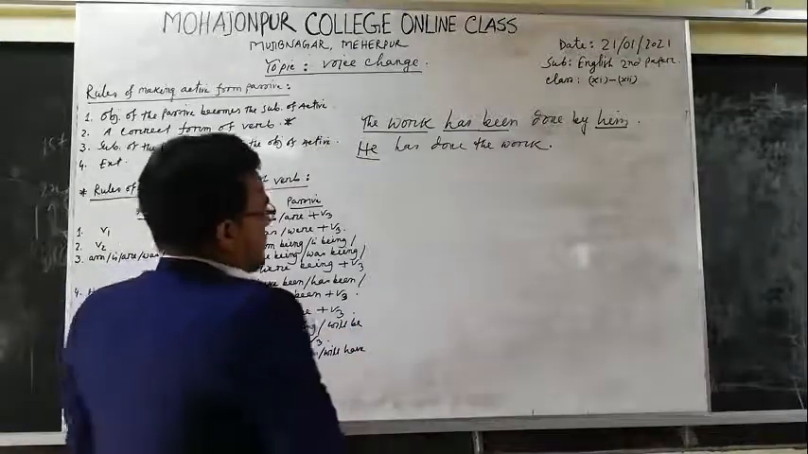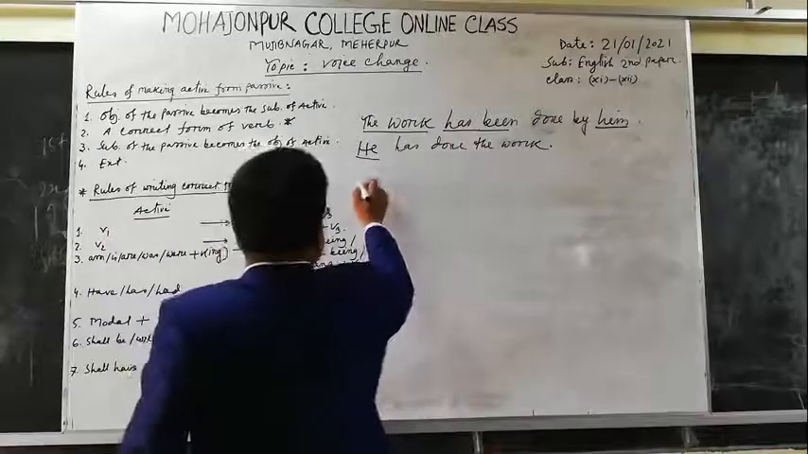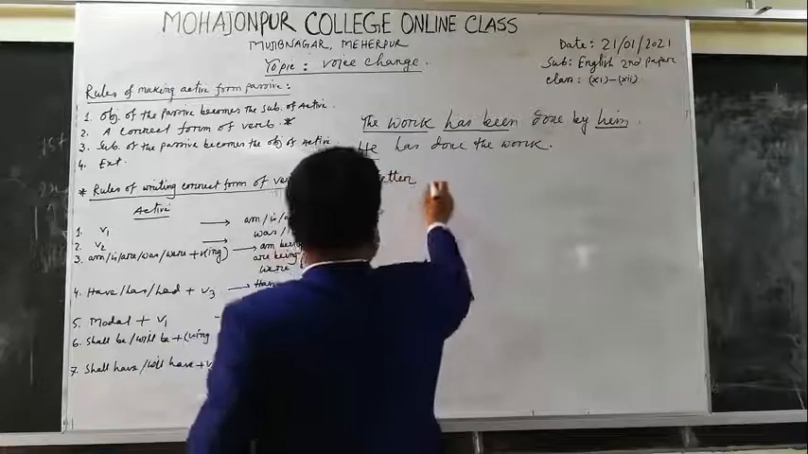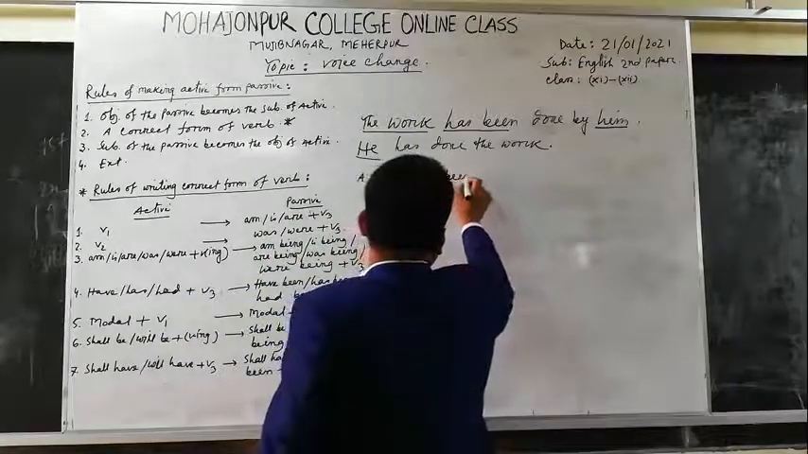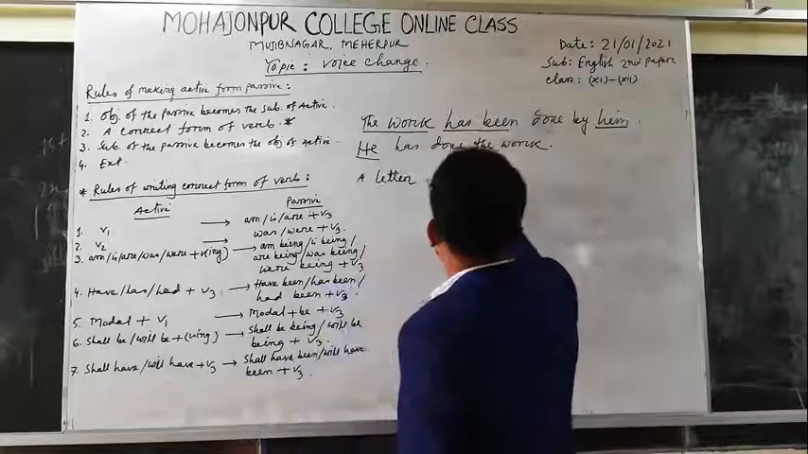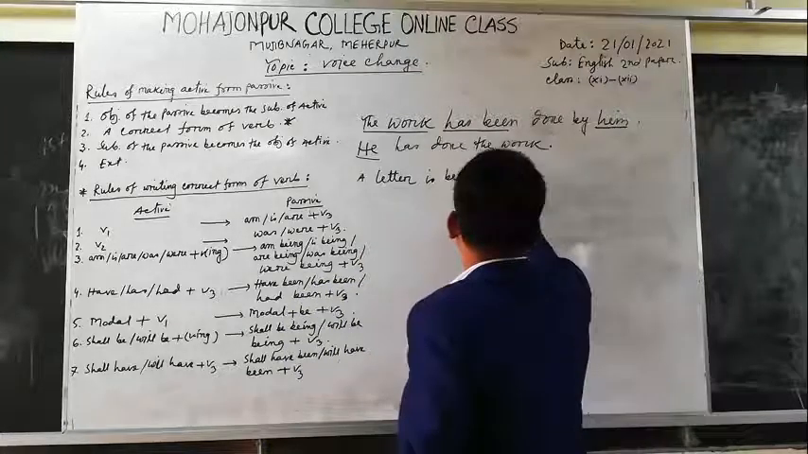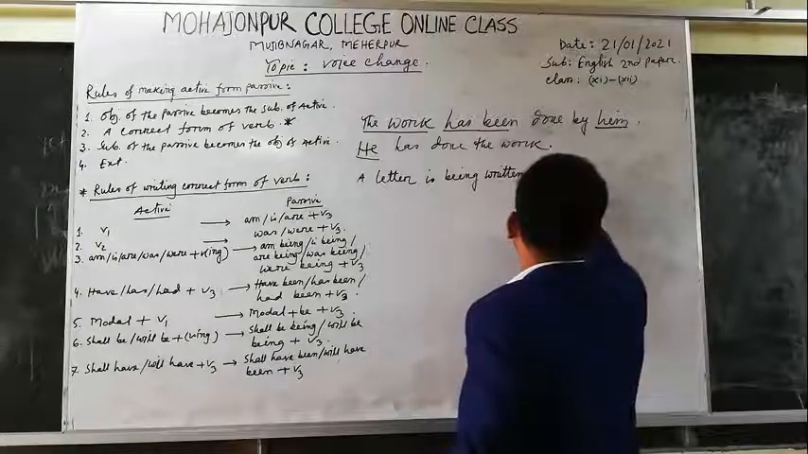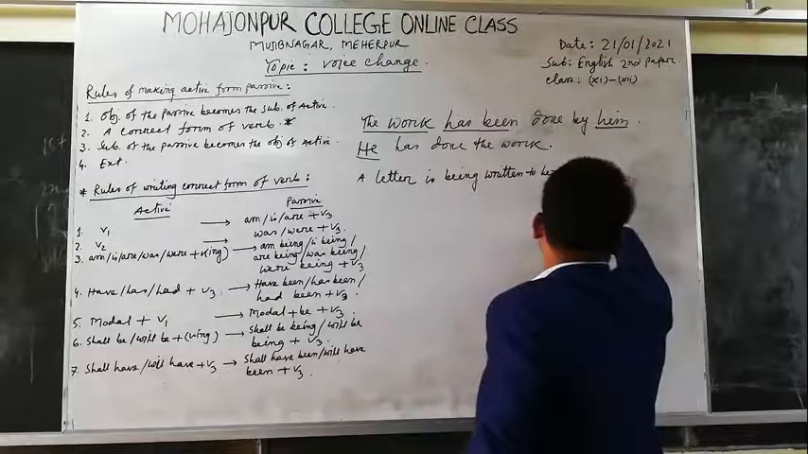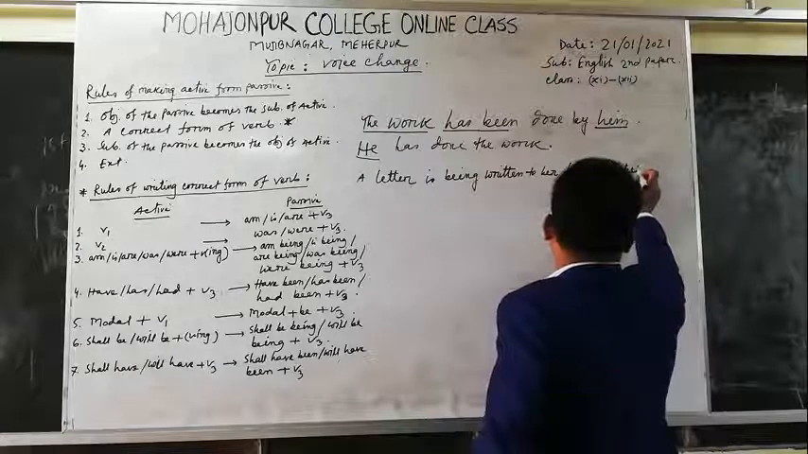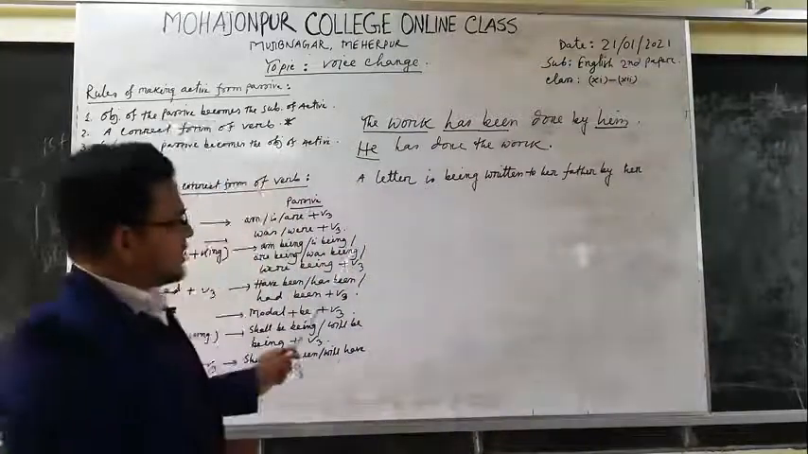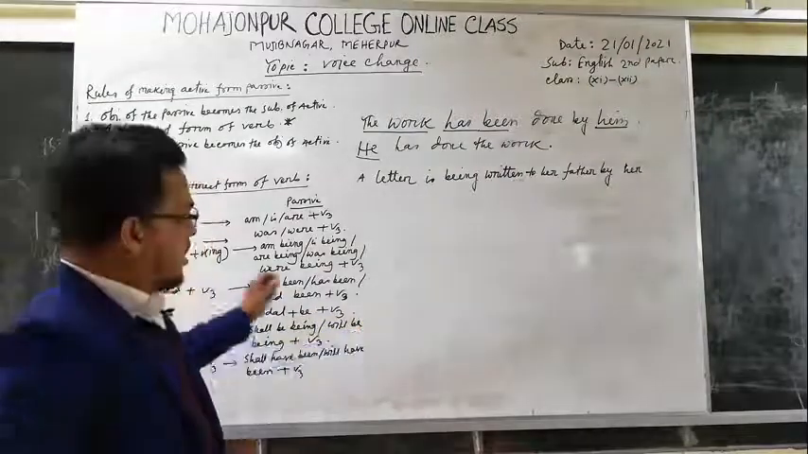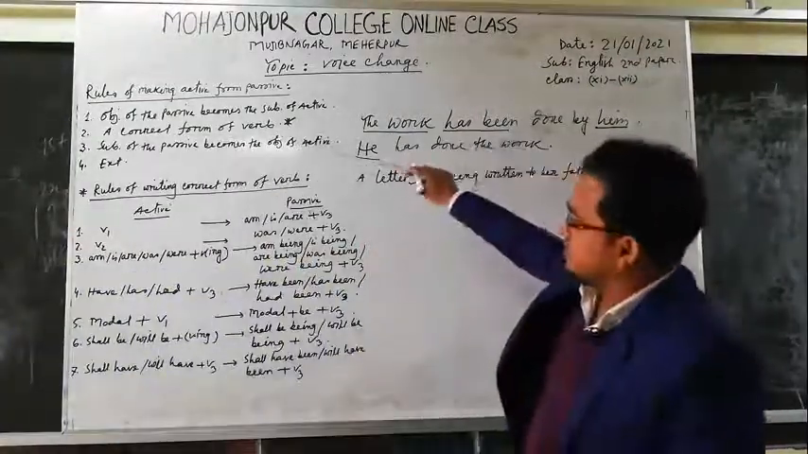So look at another example, my dear students. A letter is being written to her father by her. Students, there is a passive voice here, so we have to make it active by using the same rules here, similar rules here.